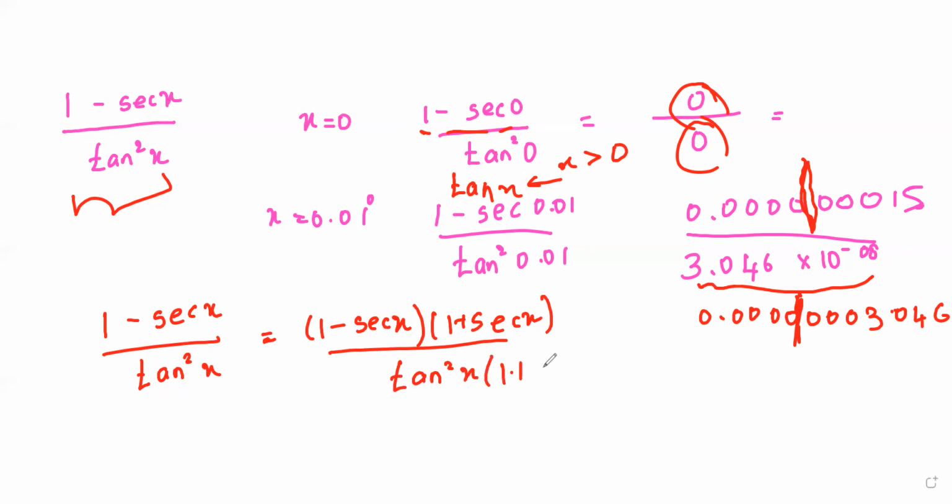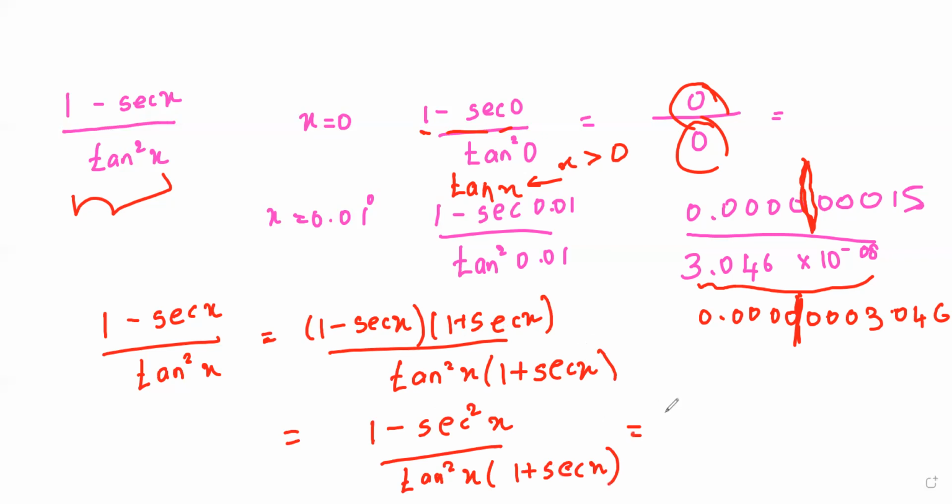So here, 1 plus sec x. In the above part, we can write it like 1 minus sec squared x divided by tan squared x, 1 plus sec x. So we can change it. For this part, it's going to be minus tan squared x divided by tan squared x into 1 plus sec x.